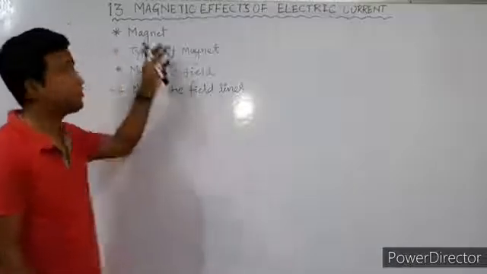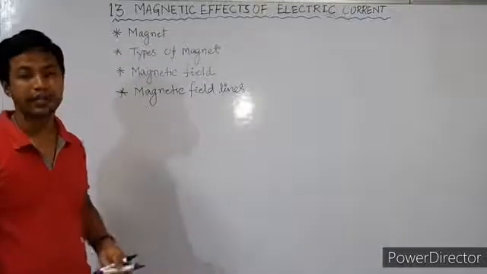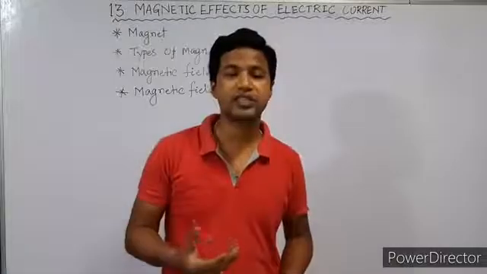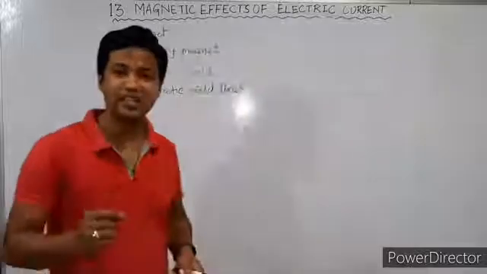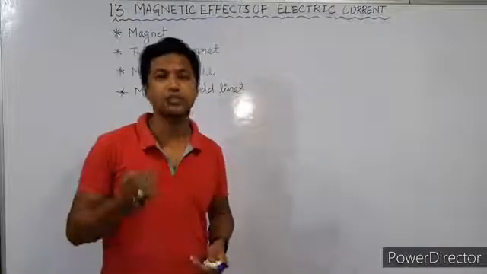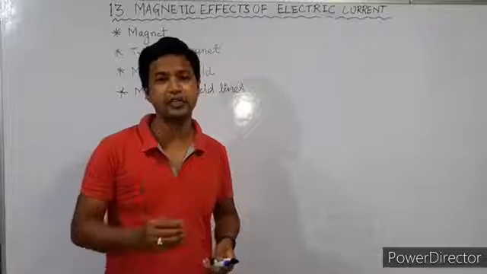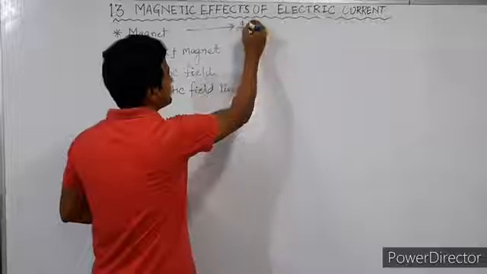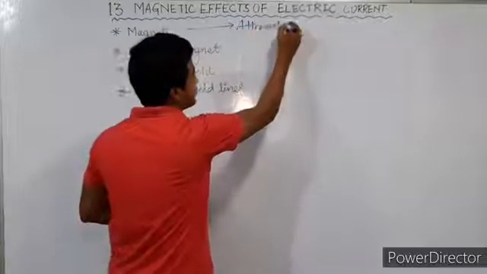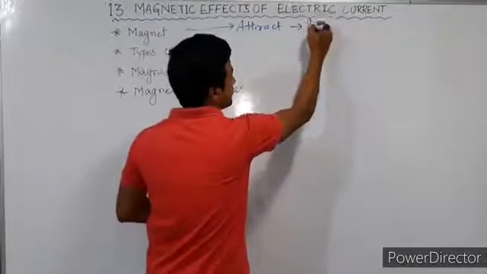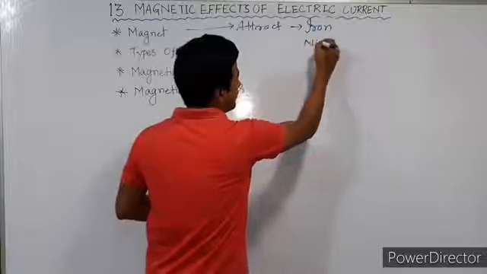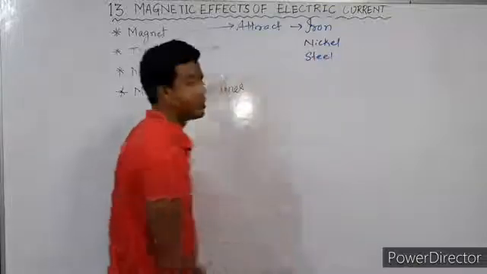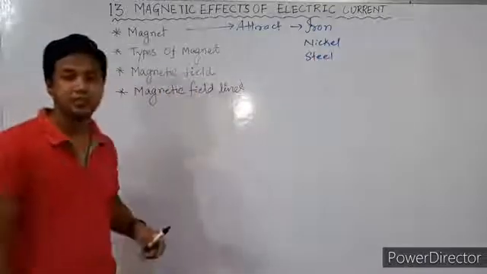So let's find out the first topic, and the topic is: what is a magnet. A magnet is an object which attracts different substances like iron, steel, cobalt, nickel. These are the substances which are attracted by a magnet.